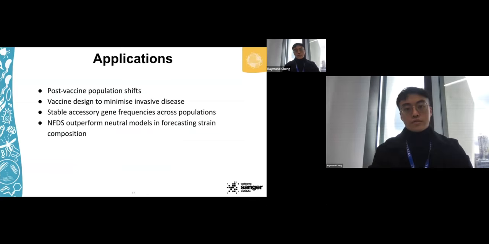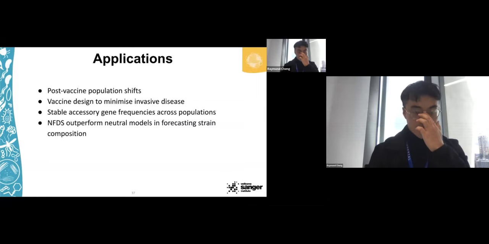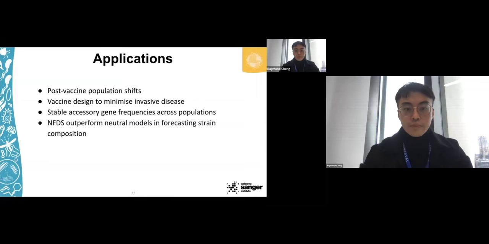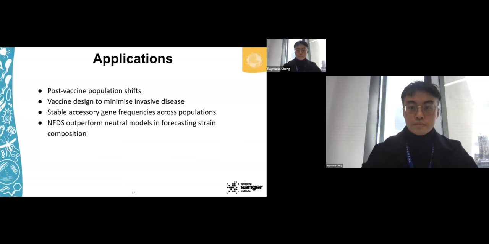So finally, I would like to sum up everything by how we can use NFDS for more applications. First of all, we can try to understand the post-vaccination population shifts with the NFDS model, and then we can optimize the vaccine design to minimize the invasive disease burden. And then we can also try to describe why we see stable accessory gene frequencies across populations. And NFDS actually outperforms the neutral models in forecasting strain composition.